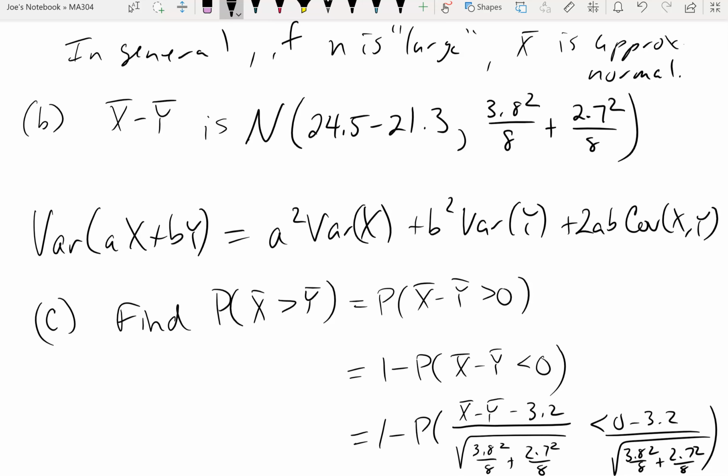All right. So then this is just 1 minus phi of whatever this number is, right? At this point, because we've converted it to standard normal. So it's 1 minus the phi of whatever that is. So just to show you how to do that on Excel real quick.